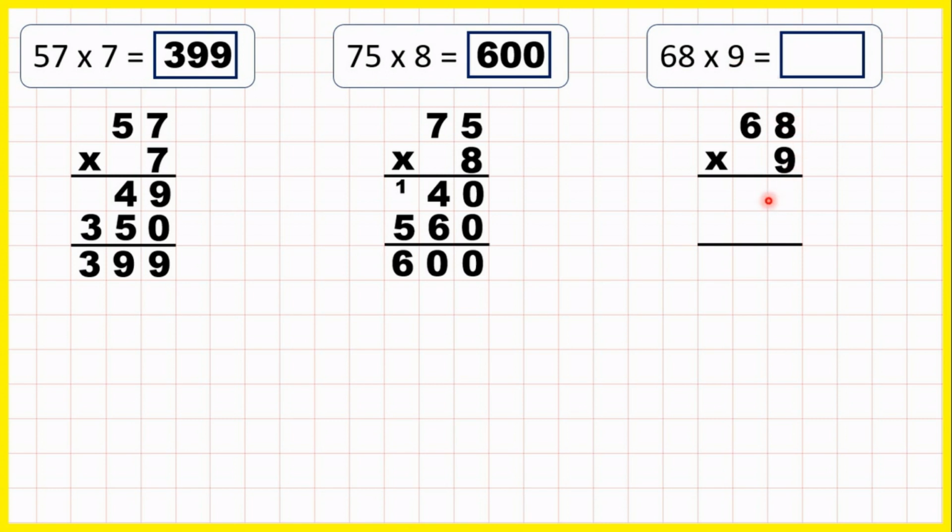And now 68 times 9. 8 times 9 is 72, we need a 0 in our second answer line, and now 6 times 9 is 54. So now we just add up our answer lines. 2 plus 0 is 2, 7 plus 4 is 11, so 1, 1, and 1 plus 5 is 6. So 68 times 9 is 612.